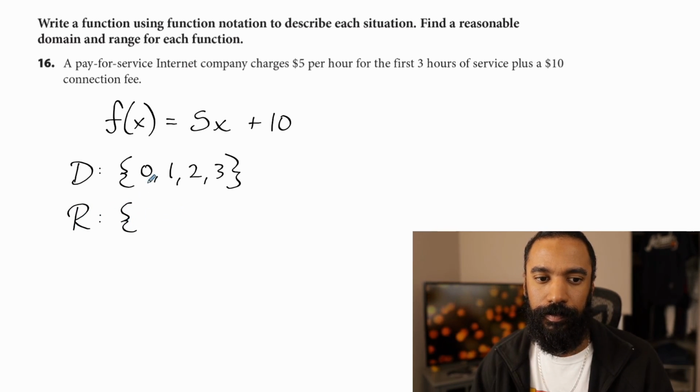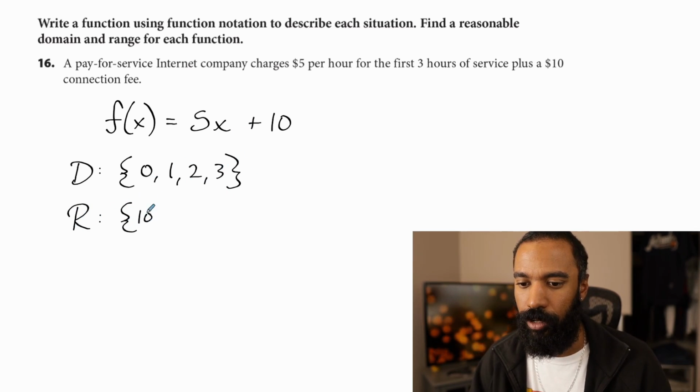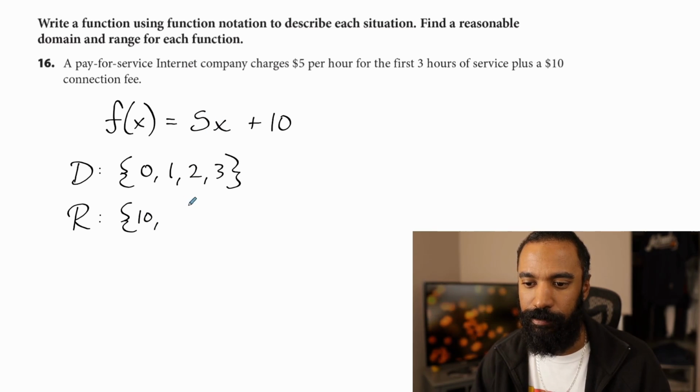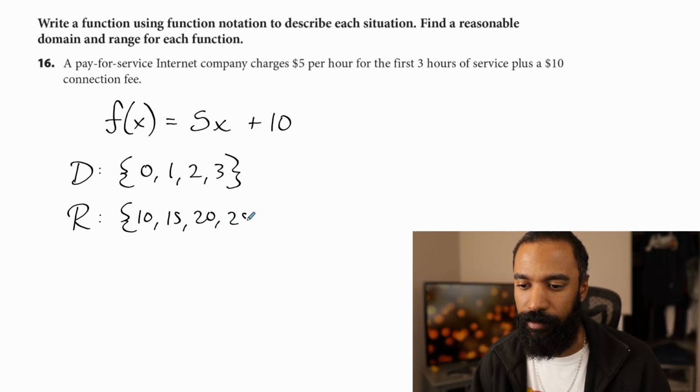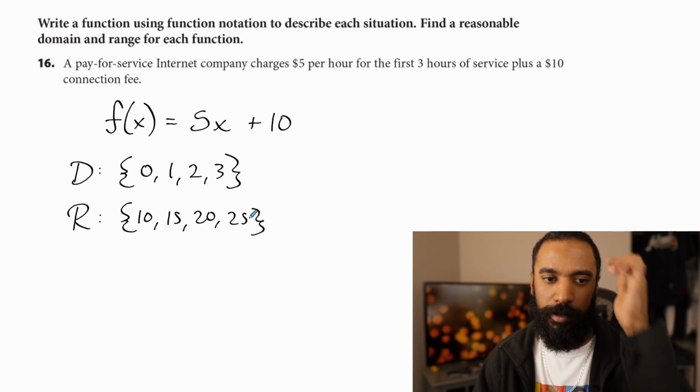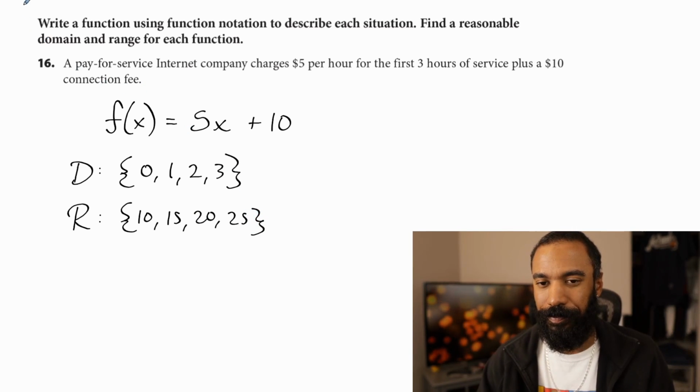The range here, they can charge you $10 for 0 hours, 5 times 1 plus 10, $15 for 1 hour, $20 for 2 hours, $25 for 3 hours. Those are your domains and your ranges for number 16.